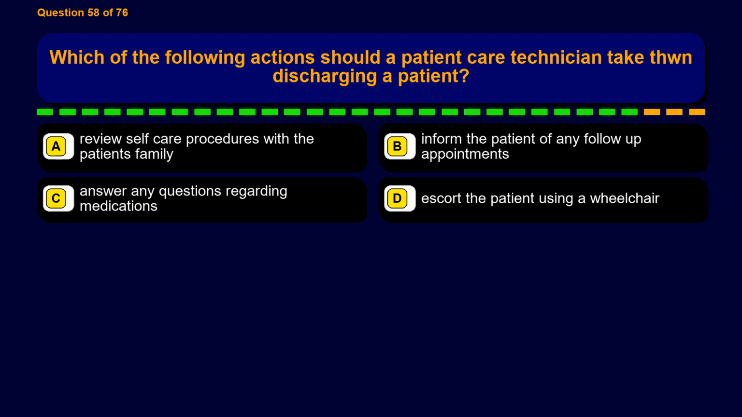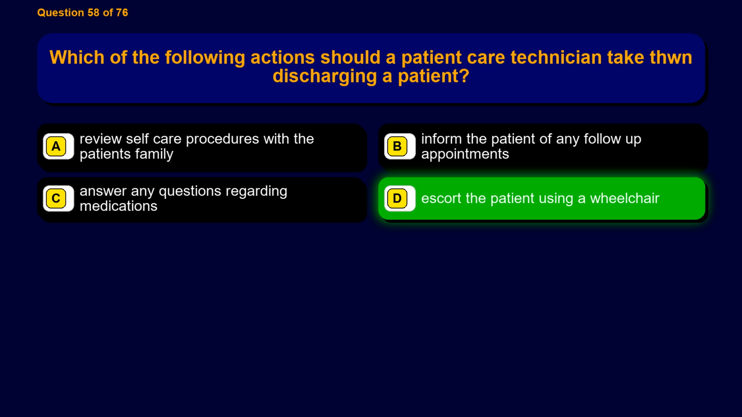Question 58. Which of the following actions should a patient care technician take when discharging a patient? Option A, review self-care procedures with the patient's family. Option B, inform the patient of any follow-up appointments. Option C, answer any questions regarding medications. Option D, escort the patient using a wheelchair.